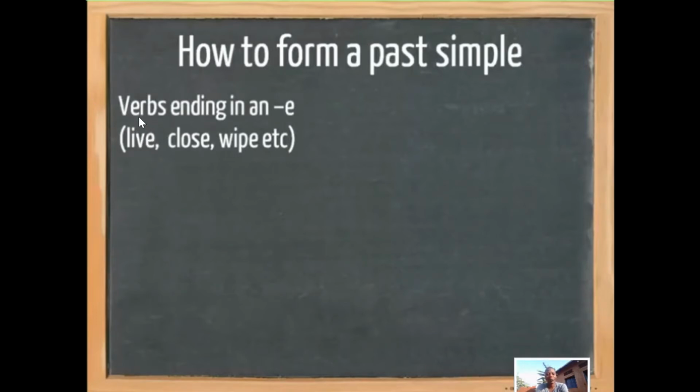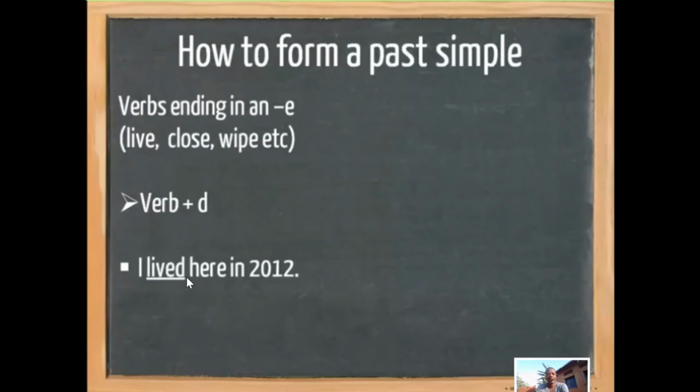Let's take a look at verbs like leave, close, wipe. How do we form the past simple on those verbs that end in e? We add d at the end of a verb that ends in e instead of ed. If we added ed, we would double the e, but we simply add d. We do say, I lived here in 2012. He closed the window.